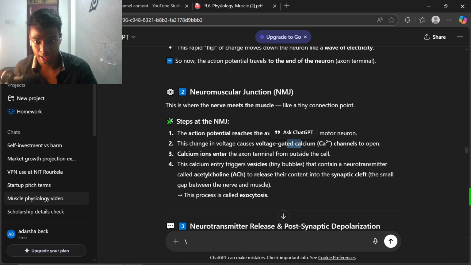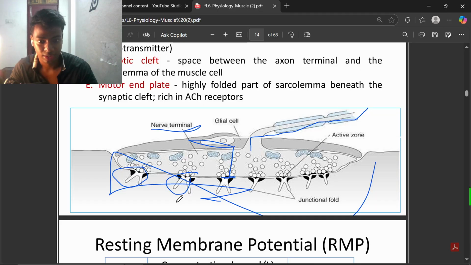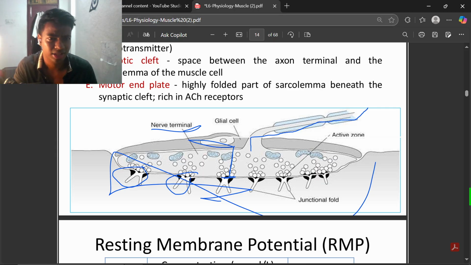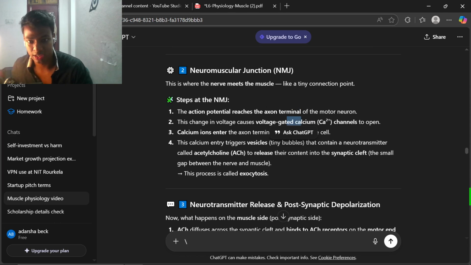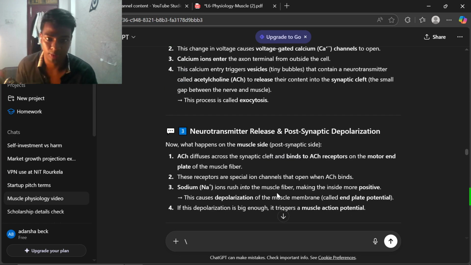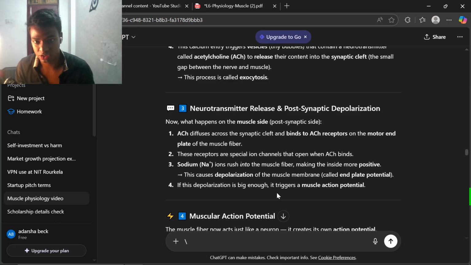Acetylcholine is a chemical. What is acetylcholine? It's a neurotransmitter that these vesicles have been storing. As calcium enters, the vesicles open and release their content into the synaptic cleft. This process is called exocytosis. Very important. And this acetylcholine diffuses across the synaptic cleft and binds to the ACh receptors.